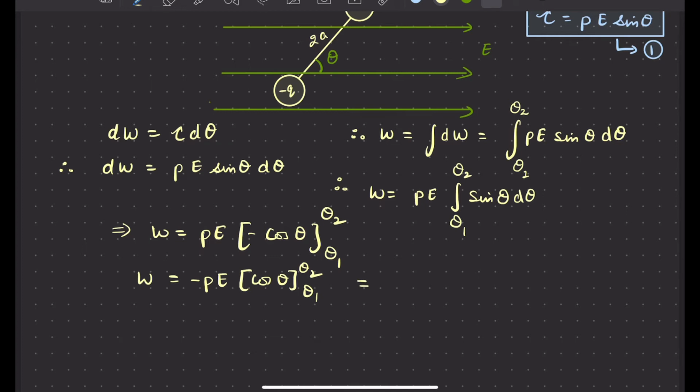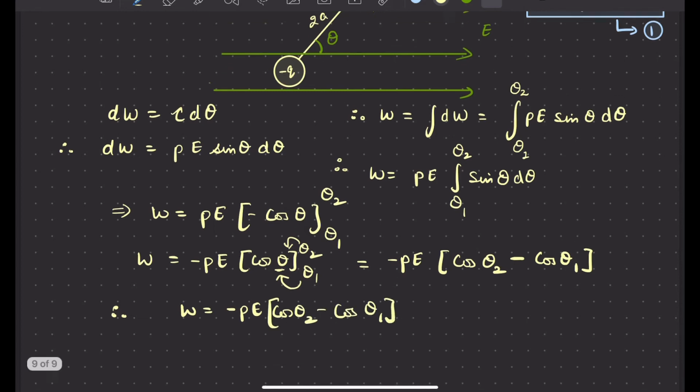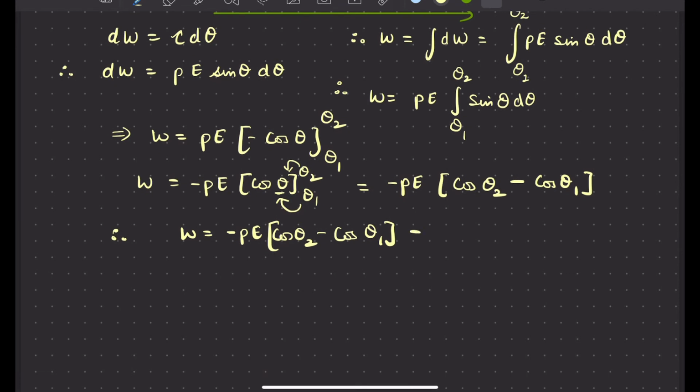Now substituting the upper limit and lower limit, W is equal to minus PE cos theta, where this theta will be replaced by the upper limit, so we write cos theta 2. Now we put a minus sign, and this theta is replaced by theta 1, so minus cos theta 1. Therefore we have W is equal to minus PE (cos theta 2 minus cos theta 1).